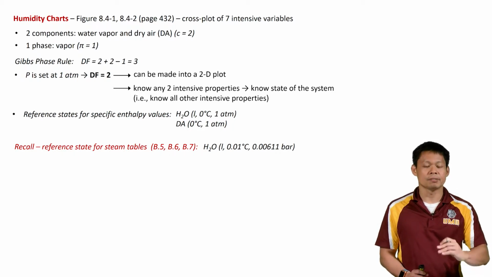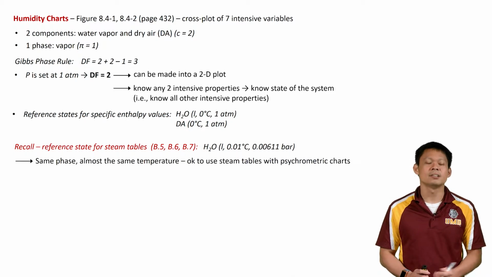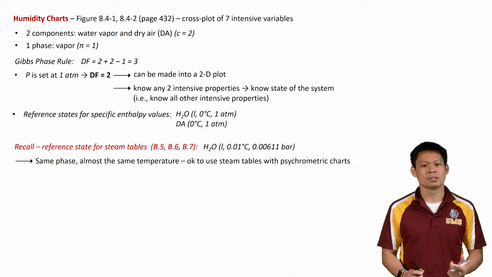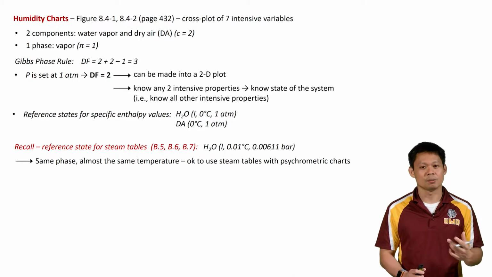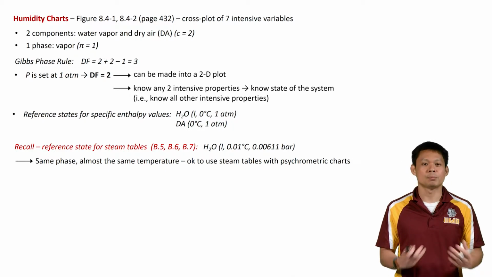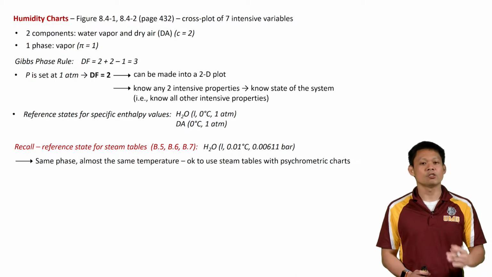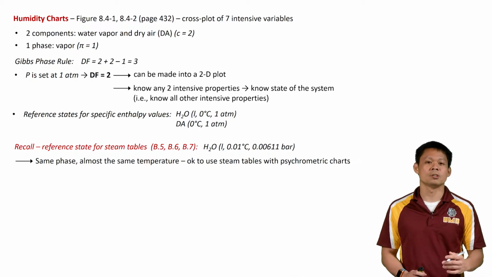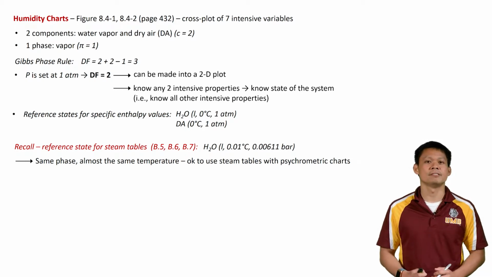Comparing this reference state from the steam tables to the reference state used in our psychrometric chart, you're going to see that we are at the same phase, and very close to the same temperature. We know that the effect of pressure is a lot smaller than the effect of temperature, and many times, as an approximation, we just neglect the effect of pressure. So it's a good approximation to use the steam tables in conjunction with the psychrometric charts, assuming that the reference states are close enough that we can use them concurrently.